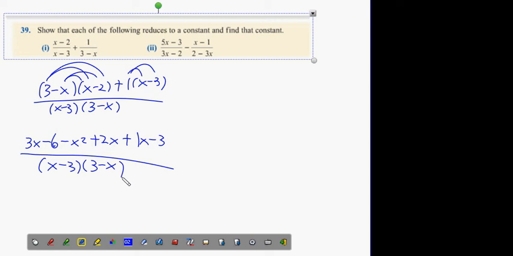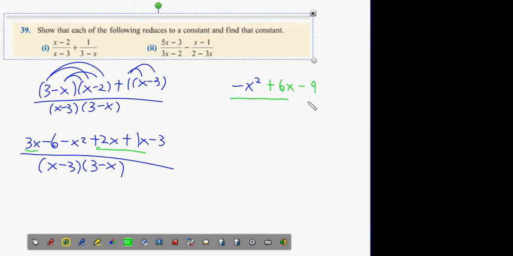Now, I'm just going to bring this up to the top here, and we're going to get minus x squared. Minus x squared. How many x's do we have? Can anybody tell me? 2x, that's 3x. And 3x plus 3x? 6x. And what about the other one? Minus 6 minus 3 is? Minus 9.